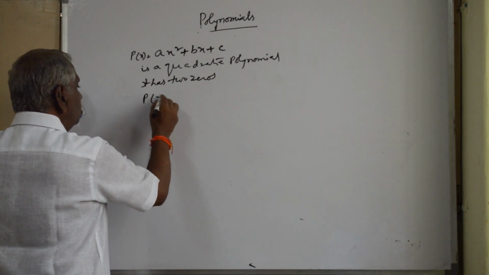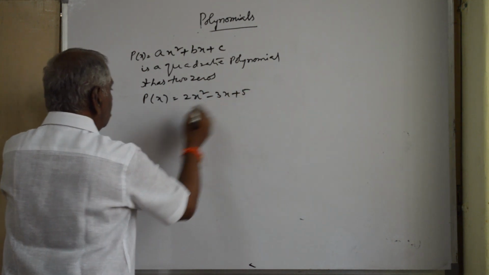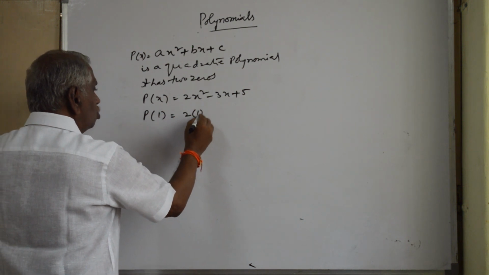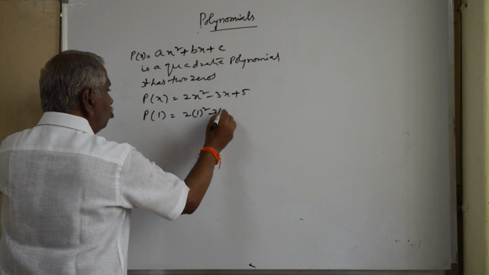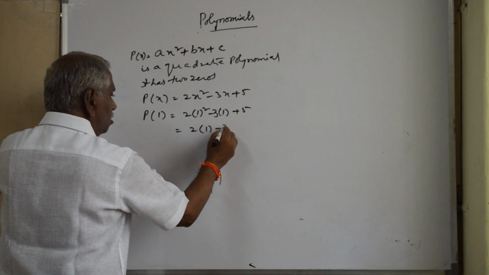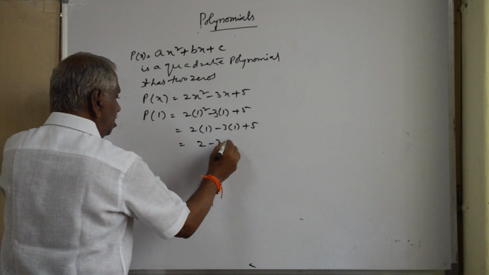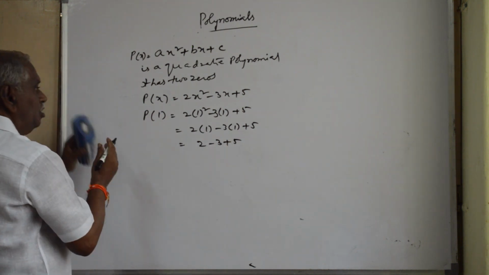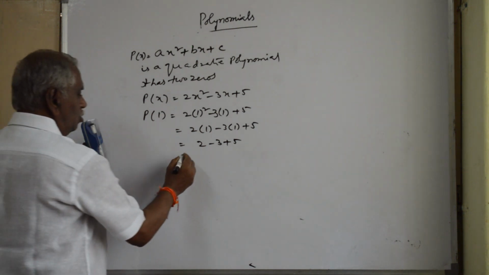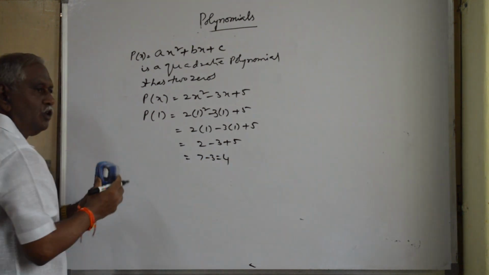x is equal to 2x square minus 3x plus 5. P of 1 is 2 into 1 whole square minus 3 into 1 plus 5. 2 into 1 whole square is 2, minus 3 into 1, plus 5. So its value, P of x at x is equal to 1, is how much? 2 plus 5 is 7, minus 3 is equal to 4. So its value is 4.